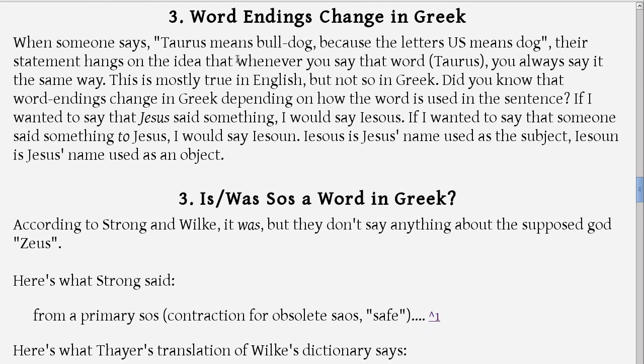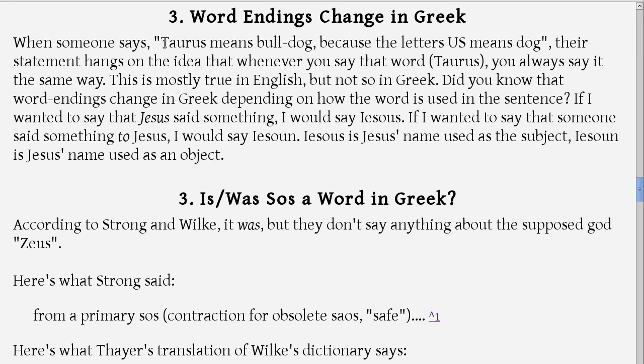Word endings change in Greek. When someone says Taurus means bulldog because the letters US means dog, their statement hangs on the idea that whenever you say that word, Taurus, you always say it the same way. So, obviously, if this means something in the word, like in this example, tar means bull, and US means dog, giving the word Taurus the meaning of bulldog because you have bull and then dog, then that assumes that this always stays the same to always mean bull, and this always stays the same to always mean dog, right? Makes sense.